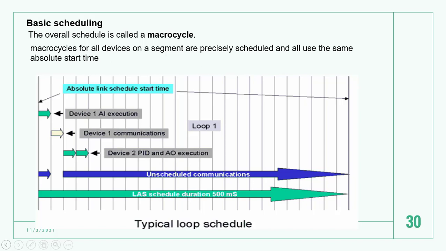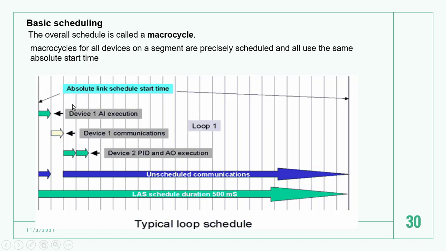What is the macro cycle? The macro cycle is one schedule. All the time, one macro cycle is one schedule, or in other words, one scan. The macro cycle is for all the devices on a segment, which follow the precise schedule and all use the same absolute start time.